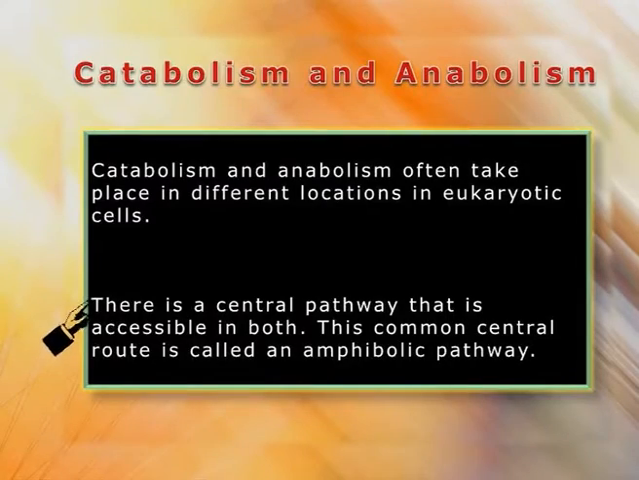Catabolism and anabolism generally take place in different subcellular compartments within eukaryotic cells. This is because they have to be independently regulated and made to occur independent of each other, simultaneously as well as concurrently. There is a central pathway that is accessible to both the catabolic and the anabolic pathways. This is called the amphibolic pathway, which means it can go to the catabolic pathway or it may even go to the anabolic pathway, all dependent on the energy status of a cell.